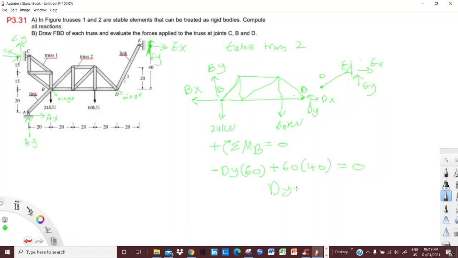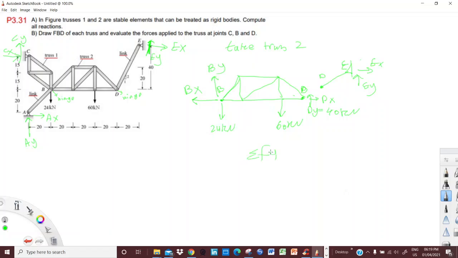So Dy is going to be equal to 40 kilonewton. So our assumption is right. So this is going to be 40 kilonewton. Let's erase it. Right now, can we find Bx? We can. Wait. We can find By.